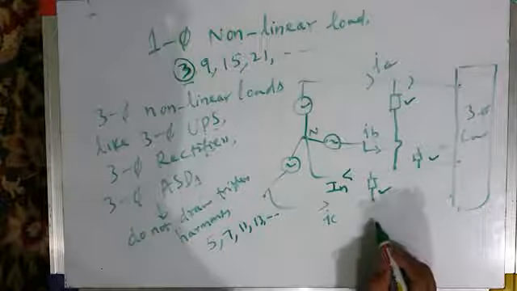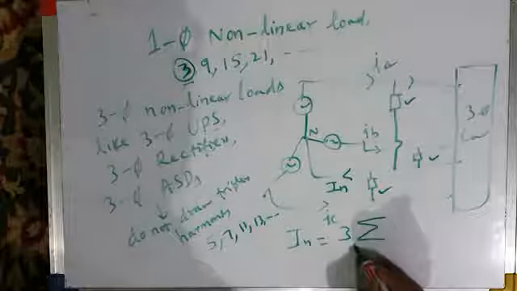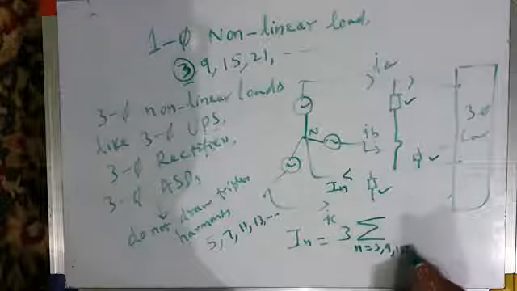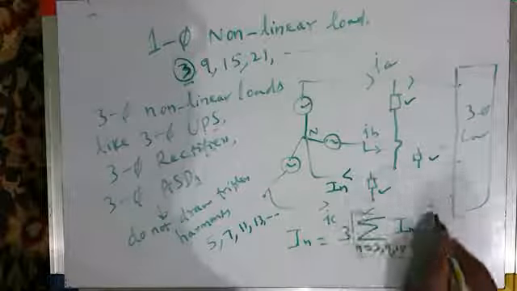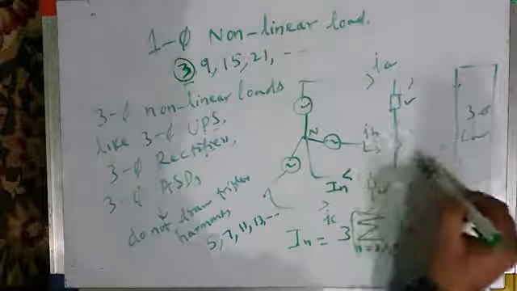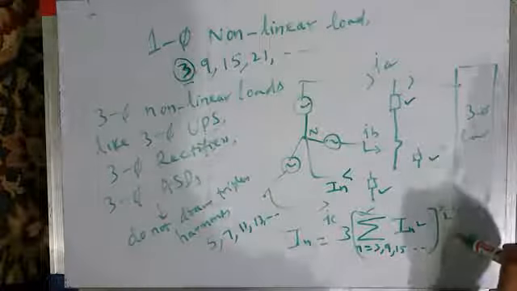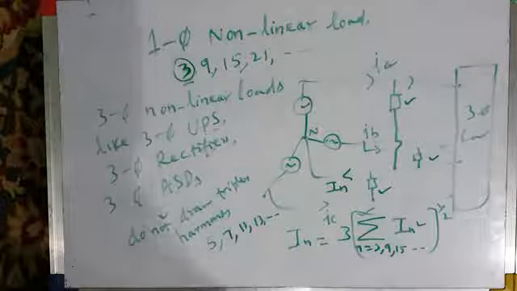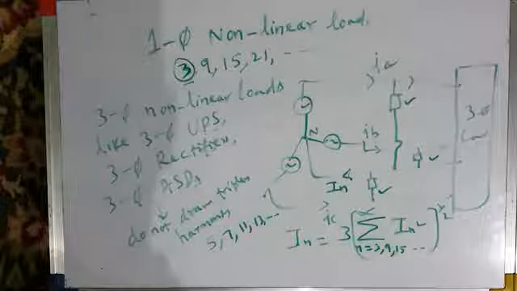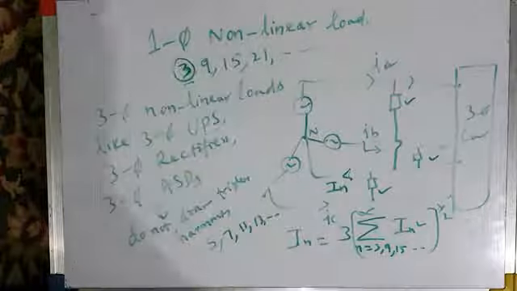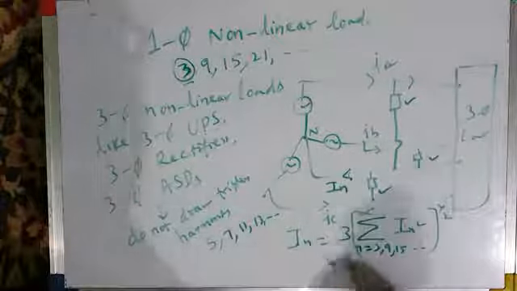And just a few moments back, we have seen that this neutral current has an RMS value of 3 times the sum over n equal to 3, 9, 15, and so on up to infinity, of IN squared, whole raised to the power 1 by 2. These single-phase nonlinear loads draw the third and triplen harmonics, not the three-phase loads. The three-phase loads draw only non-triplen harmonics, and just a few moments back, we have proved non-triplen harmonics do not result in the flow of neutral current. It is the third and triplen harmonics which flow in the lines, as well as add up and flow in the neutral, and their RMS value is given by this.